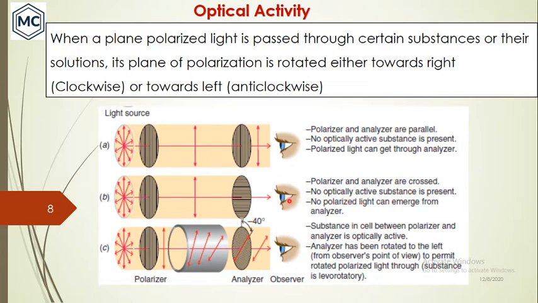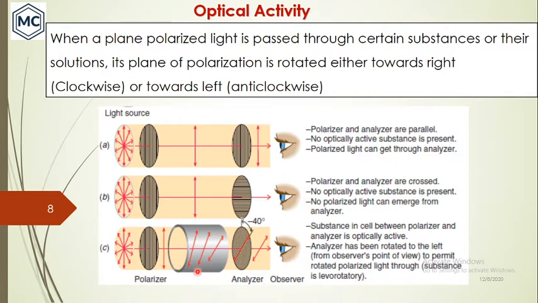In the second case, if you rotate this analyzer so that the polarizer and analyzer are crossed, and now an optically active substance is there, the light will not be permitted through this analyzer, because it has a different plane.